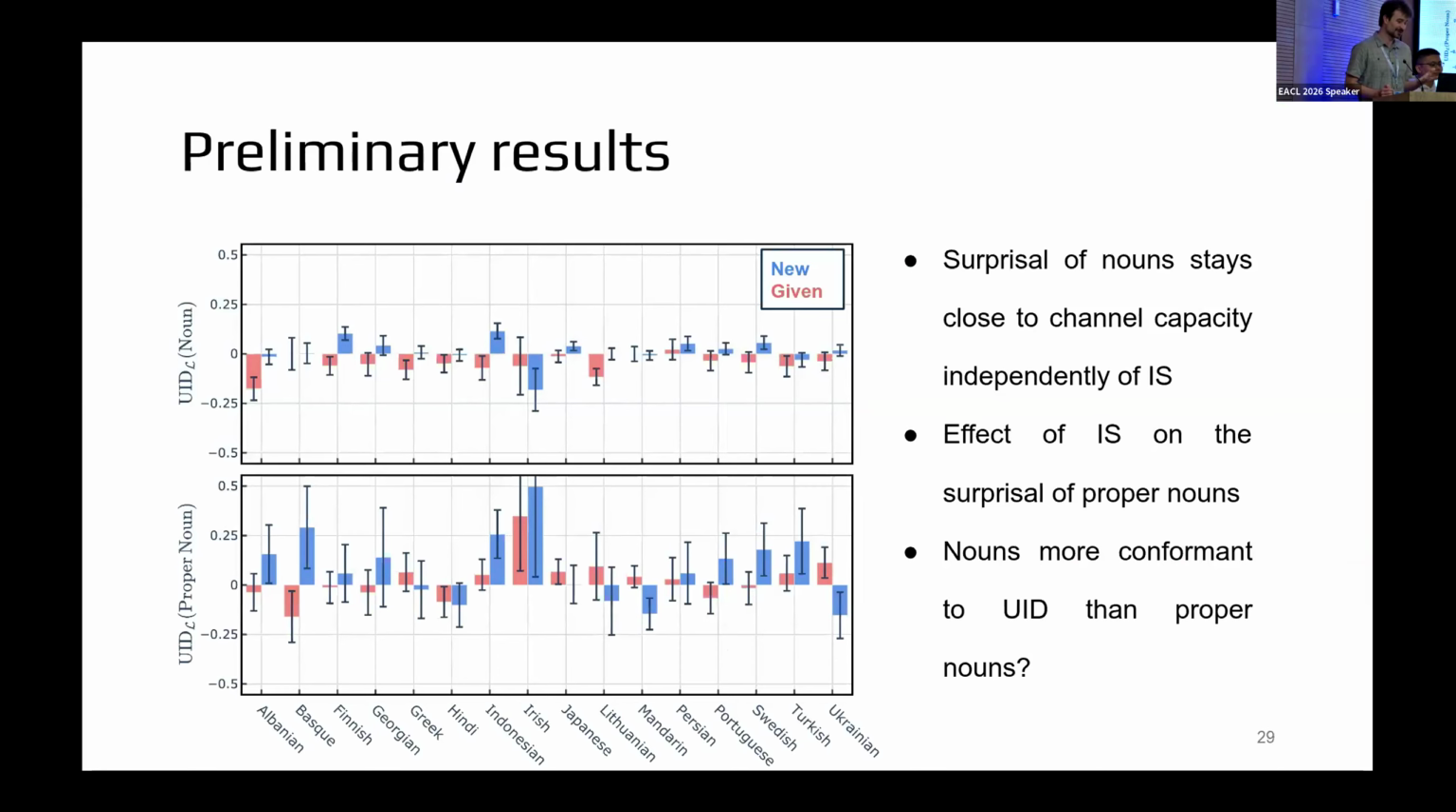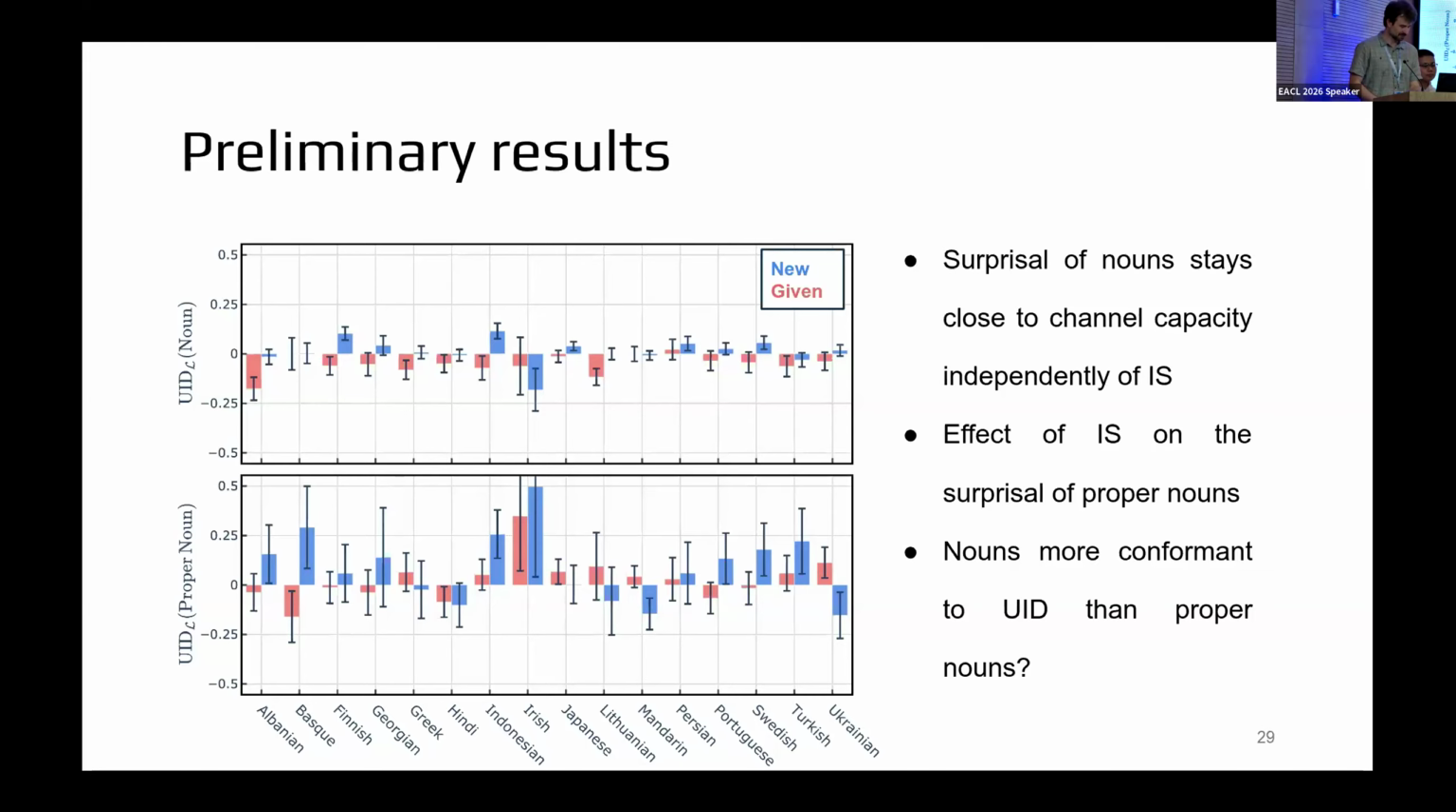What we found for nouns, for example, is that surprisal for new and given nouns always stays relatively close to channel capacity. So although we get some significant effects, they are mostly so small that it isn't really relevant. For proper nouns, we find something different, something more interesting. We find that new proper nouns, for many languages, have surprisal that exceeds the channel capacity. And this might point to the fact that proper nouns are used differently in different situations than normal nouns, unsurprisingly.